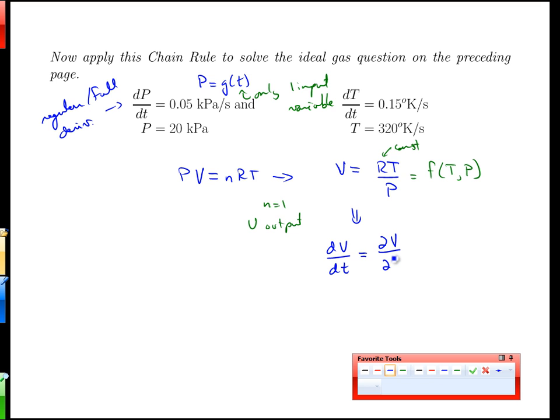So we'd have, how does our volume change over time? At what rate is it changing? Well, it's changing at a rate dictated by how the volume changes with temperature, and then how the temperature changes with time, and then the partial derivative of volume with respect to pressure, and then, well, how quickly is the pressure changing with time? Again, going back to our diagrams, the time affects both temperature and pressure, and temperature and pressure together influence the final volume.